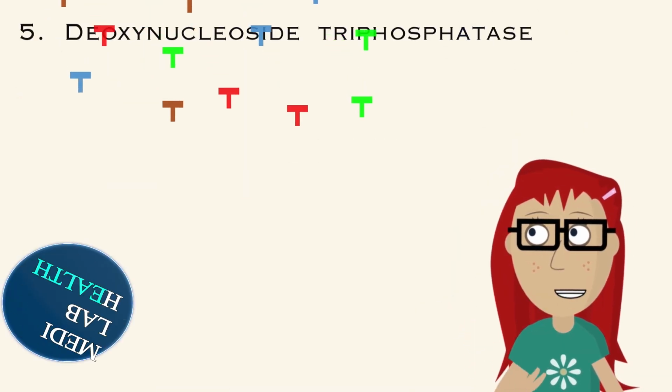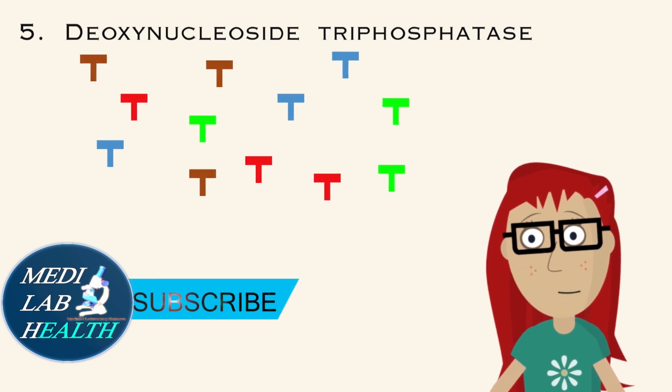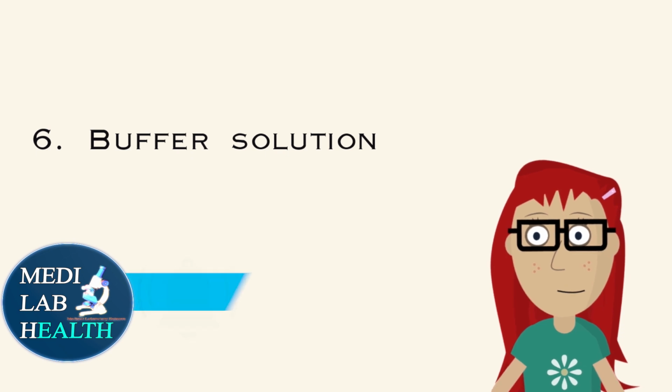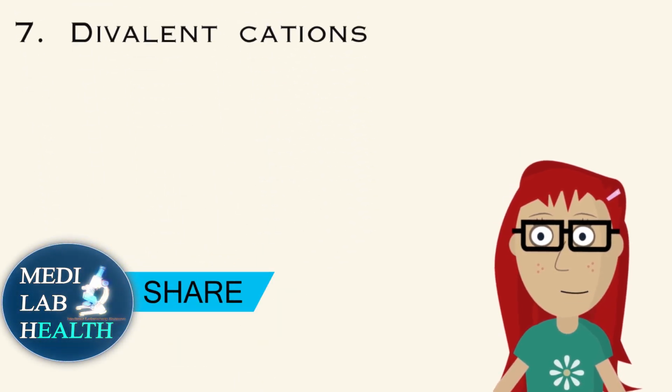Deoxynucleoside triphosphates. These are the building blocks of the new strand of DNA. Buffer solution. And divalent cations.